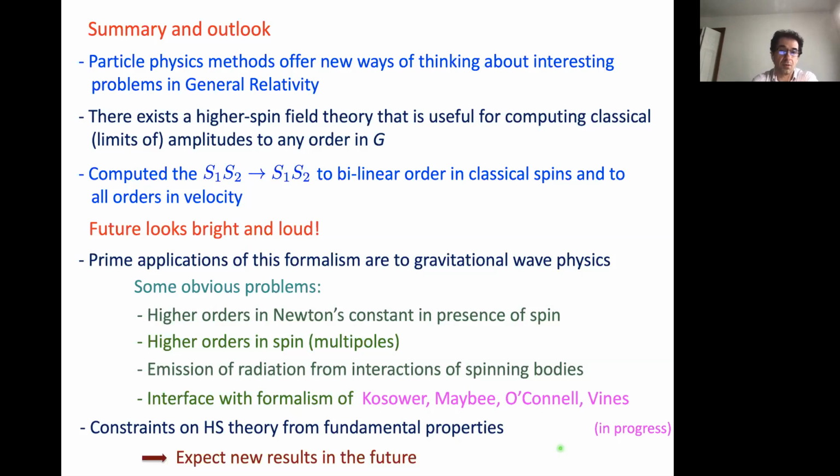The prime application of this formalism is to gravitational wave physics, and there are a number of obvious problems to be discussed, including how to interface this formalism with the one of Kosower, Maybee, O'Connell, and Vines. And of course, there are other questions, such as whether it's possible to constrain the coefficients of this higher spin field theory using fundamental properties. And I understand that this is work in progress by other people. So the message is that we should expect new results in the near future as far as spin is concerned and as far as gravitational wave physics is concerned.